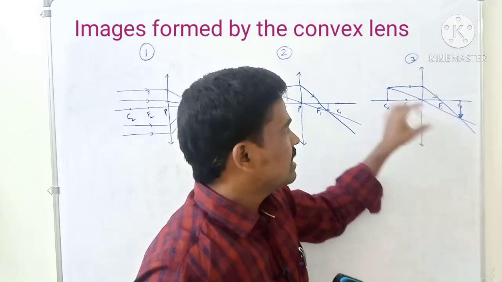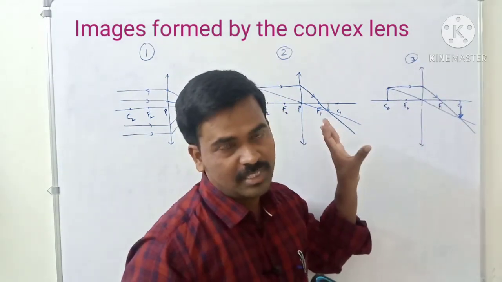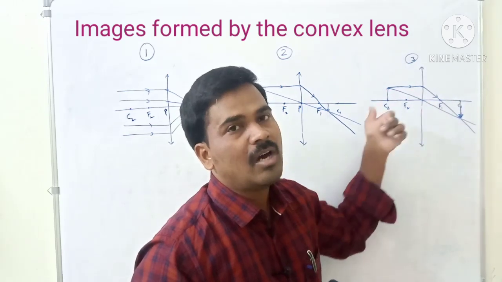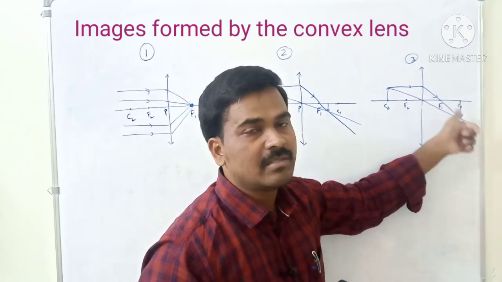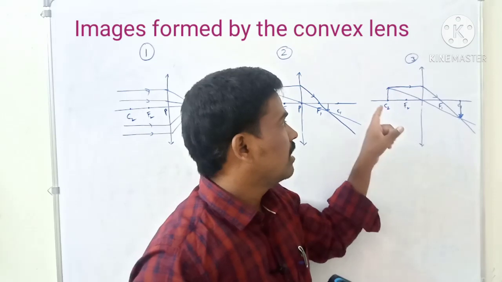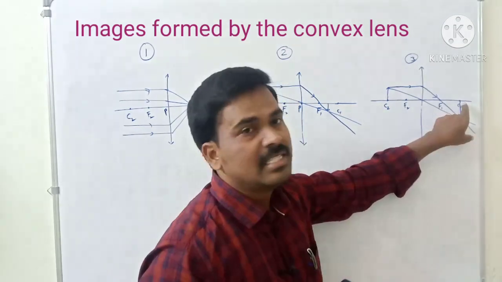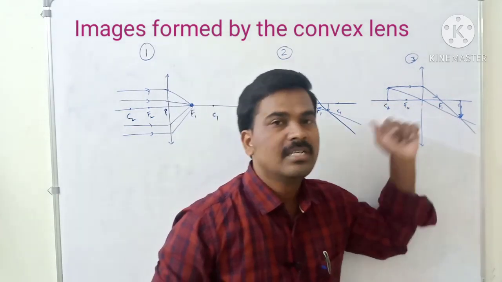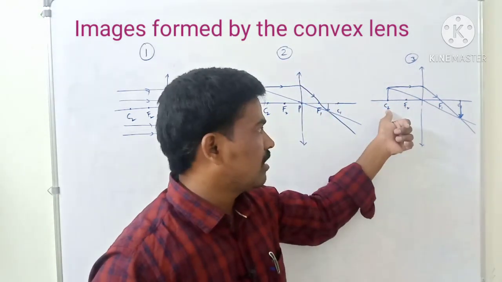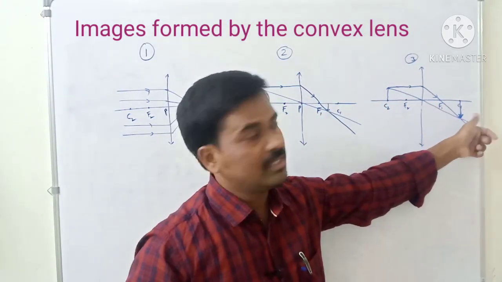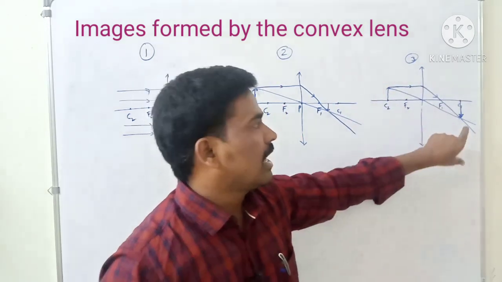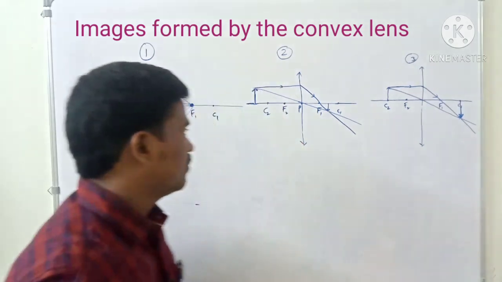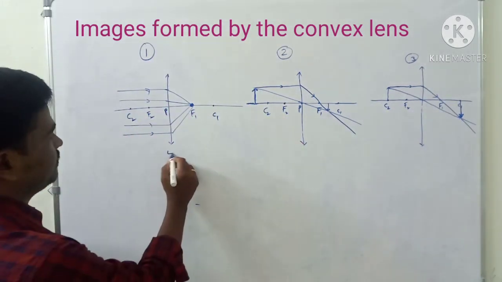What are the properties? The size is nearly equal. That means it is an inverted, real image, and the size of the image is equal to the object, and the position is at C1. When we put the object on C2, we get the image on C1. The size is nearly equal, and it is inverted and real. Okay, let us go for the fourth place.